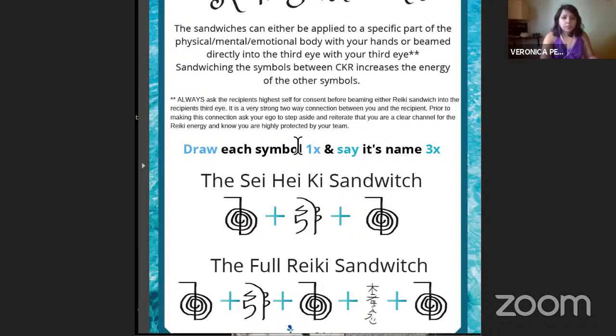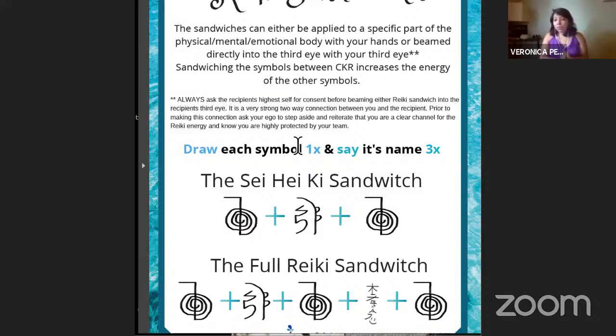So what you can do is you can send this using your hands. You can also beam it directly in from your third eye into the participant's third eye. So what you do is you mentally imagine that you just drew out the sandwich. So you see everything, you chant the mantras either out loud or in your head, and you beam it to them using your third eye.